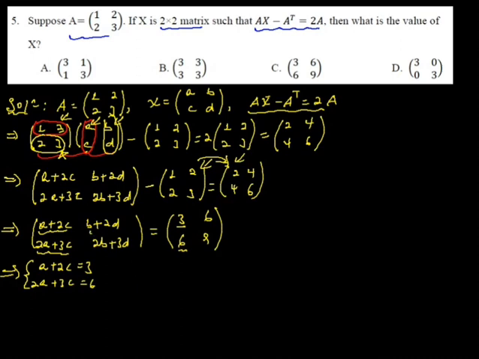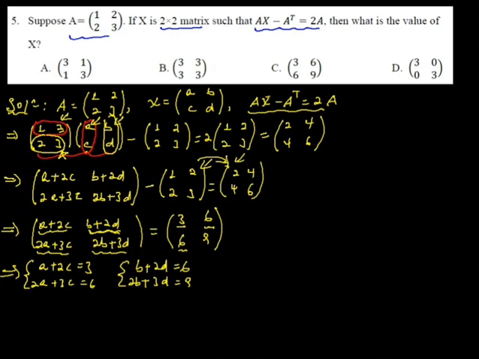Again, we do have another simultaneous equation: B plus 2D is 6, and 2B plus 3D is 9. This is also from equality of matrix. So now we are left with a very simple concept, simultaneous equations of two variables.